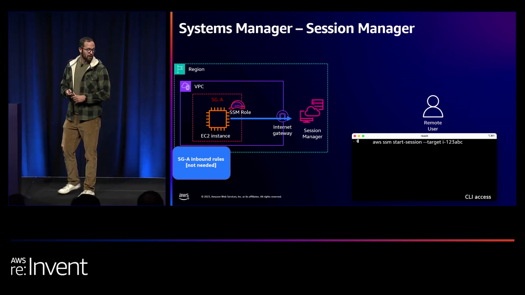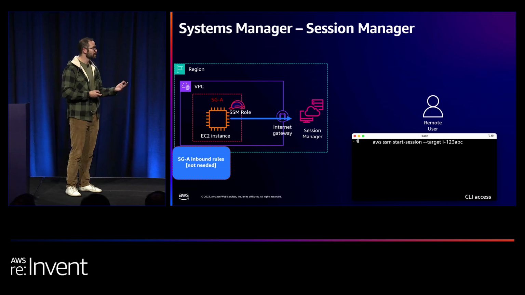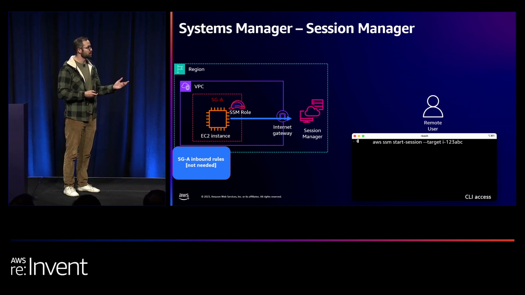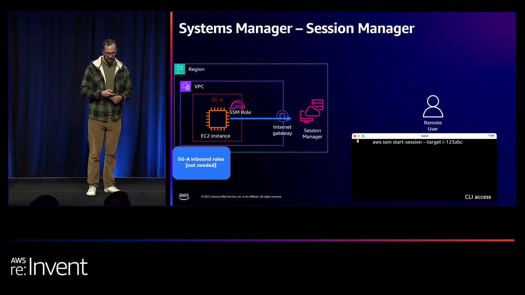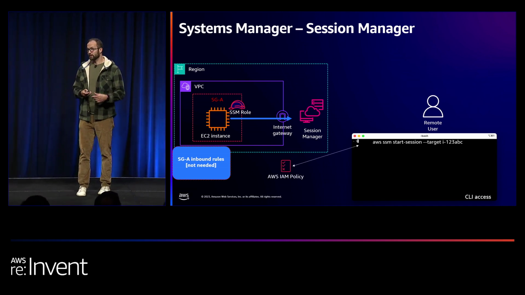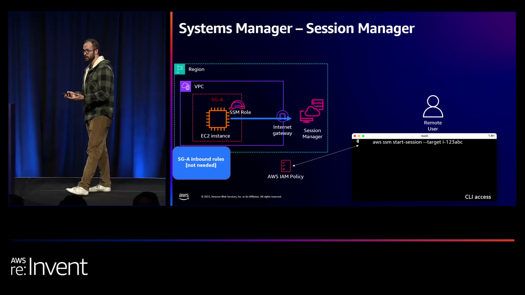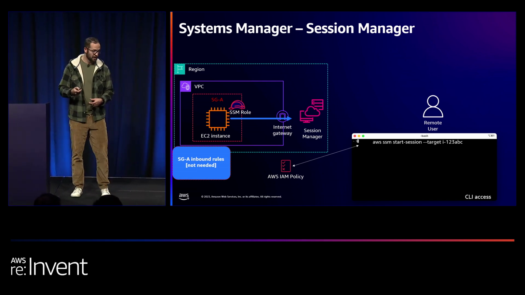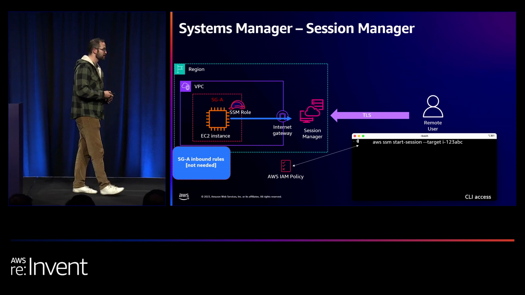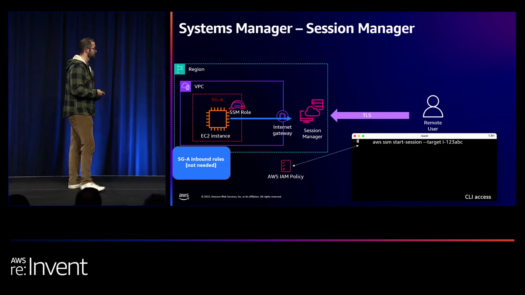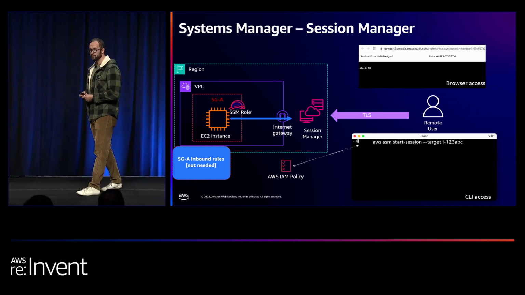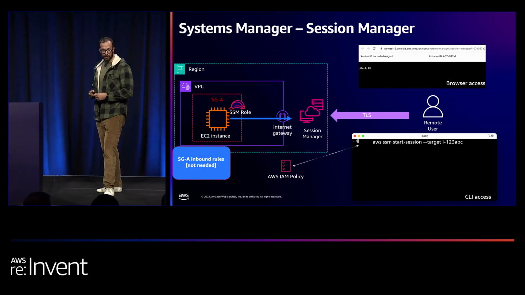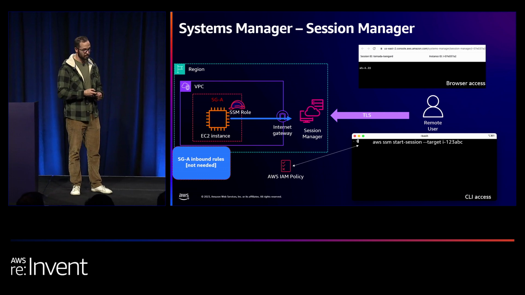Our remote user will also use the AWS CLI to connect, this time using aws ssm start-session to a target instance. We can again check them against the Identity and Access Management policy to make sure they are actually allowed to connect to that instance. And as long as they are, the TLS session is established, the keys are provisioned, all of that. This approach also supports browser access, so very similar to EC2 Instance Connect, we have both options supported.